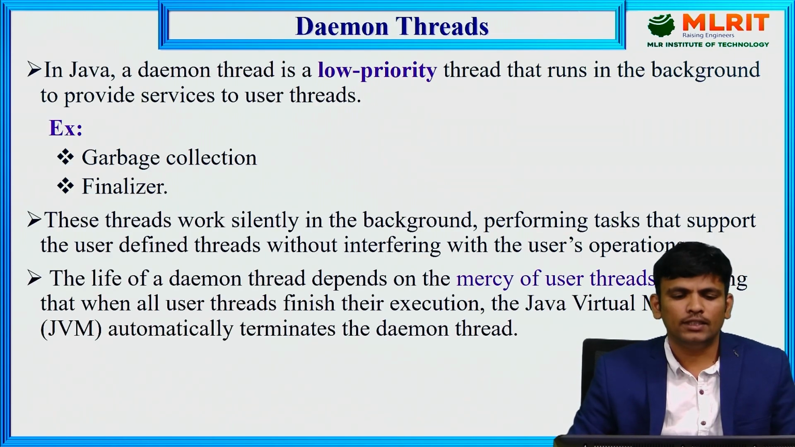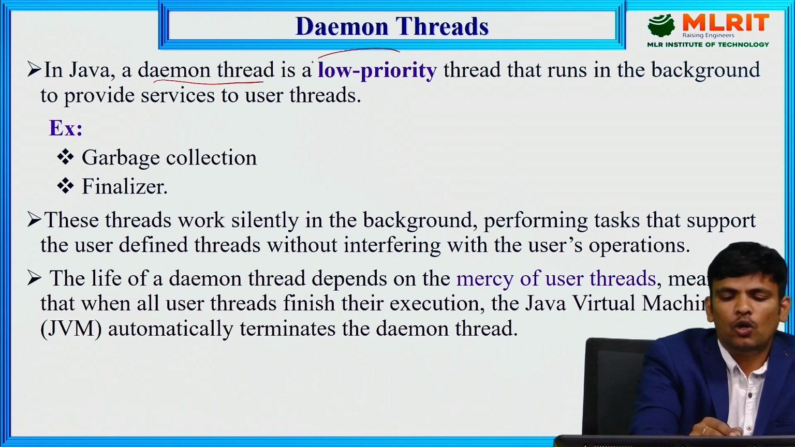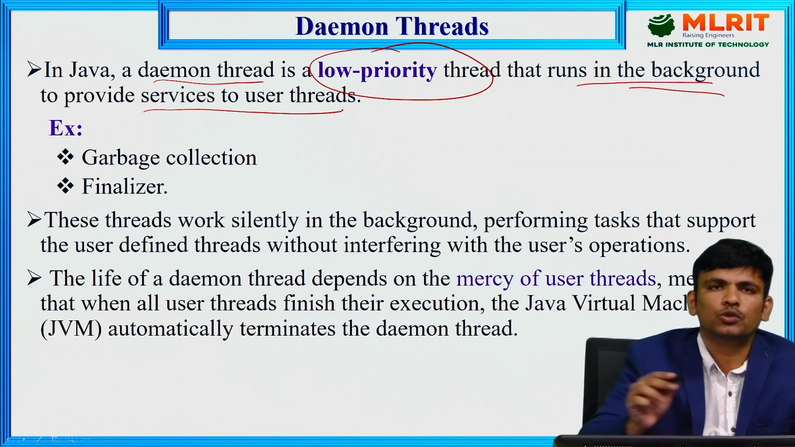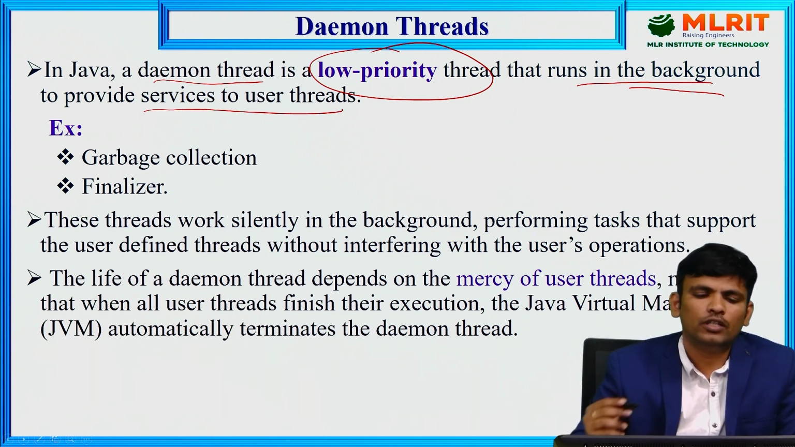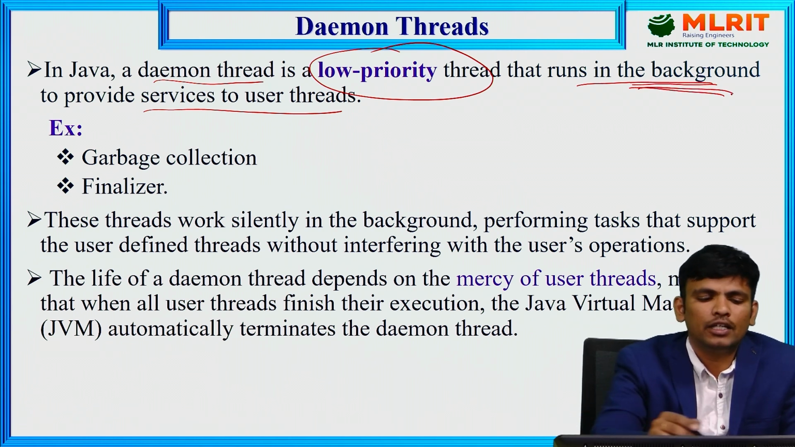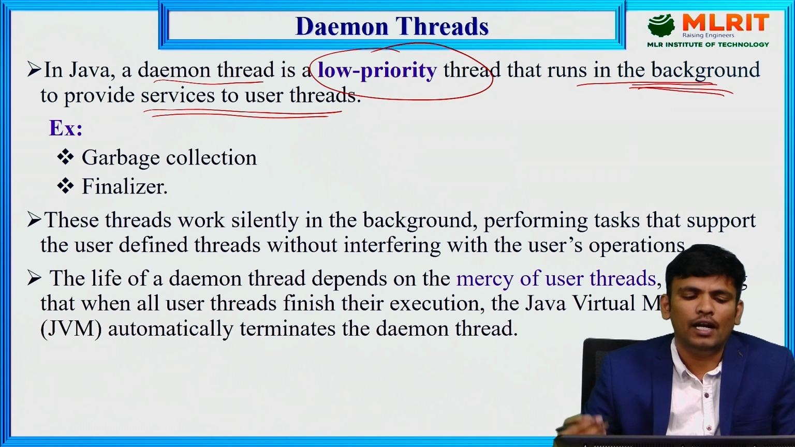Now, so what is a Daemon thread? In Java, a Daemon thread is a low priority thread that runs in the background and provides services to the user thread. Daemon thread is nothing but a thread which runs in the background continuously, and it gives support to the user defined thread. It provides a service and it provides a support to the user defined thread.